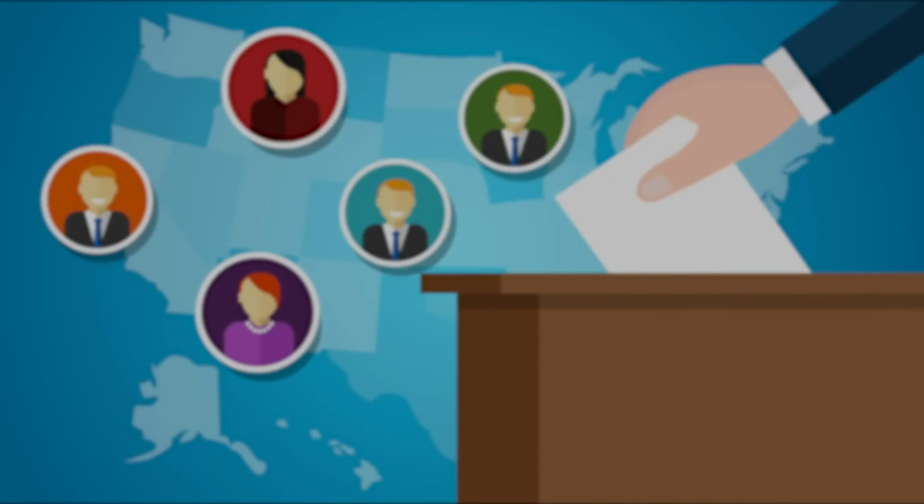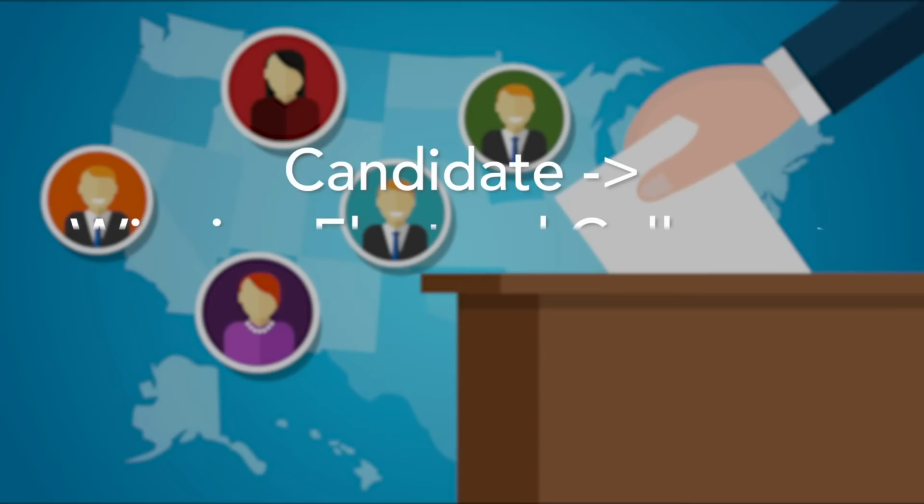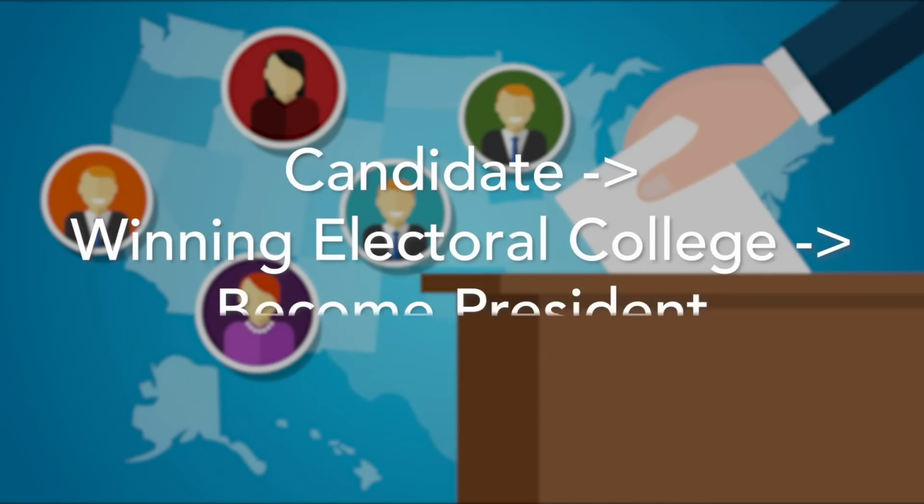Sometime after the November election, all the electors get together to officially cast their vote for whoever won their state. That group of electors is called the Electoral College. But let's step back a second and talk about how you go from being a presidential candidate to winning the Electoral College and become president.